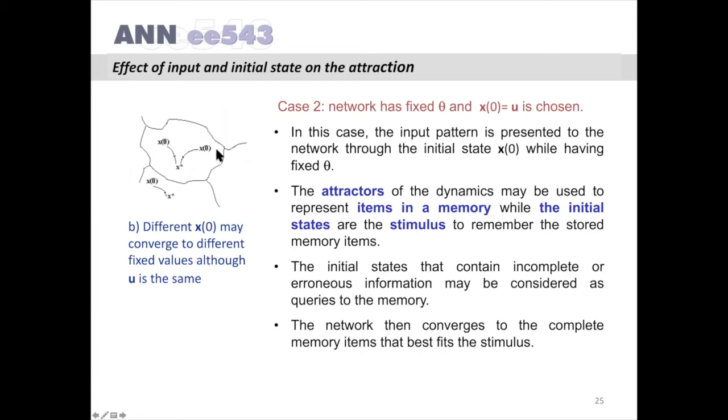So for each region, we have a fixed state, and if we start different initial states around x star in the basin of attraction, these will converge to the same x star. However, if we start with a different x0 belonging to some other basin of attraction, then it may converge to a different fixed point. Different x0 may converge to different fixed values, although u is the same.